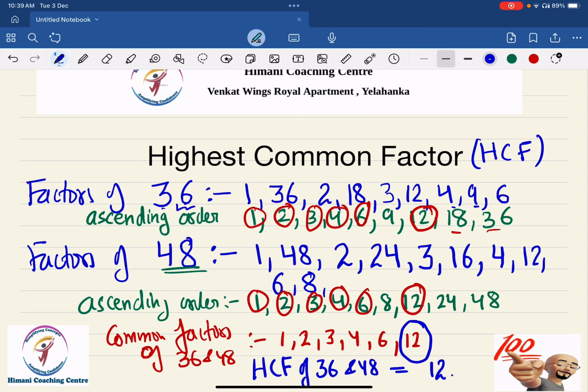So for now, we will end the video here. In the next video, we will learn how to find LCM and HCF using prime factorization. Till then, watch this video and the previous videos again and again to get confidence in the concepts. Happy learning.